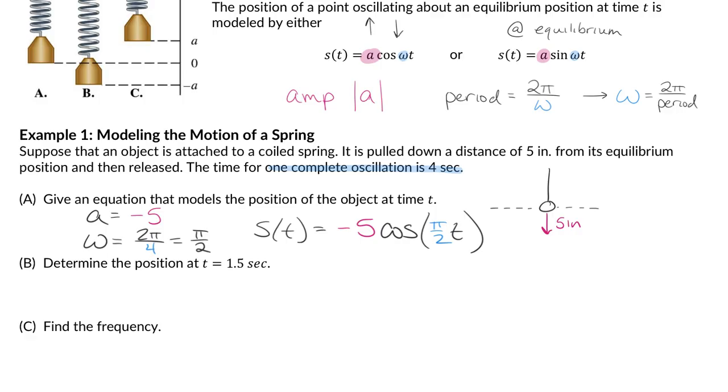Some further questions I can ask you once you have the simple harmonic motion equation written is something like part B that says to determine the position at time 1.5 seconds. My friends, if they gave you a time, what can you do with this number to find the position? Plug it in. All I'm asking you to do here is take 1.5 and plug it into the S function, which means we're calculating -5 times the cosine of pi over 2 times 1.5.